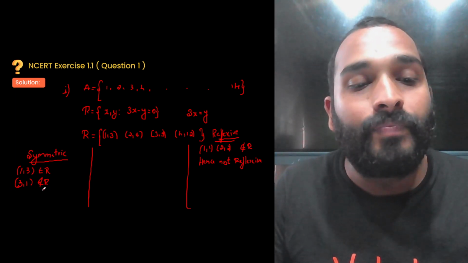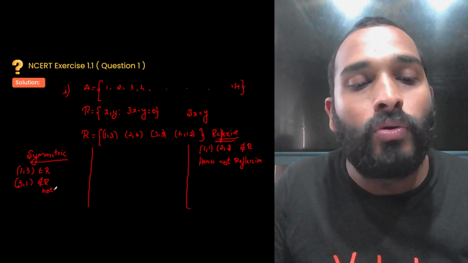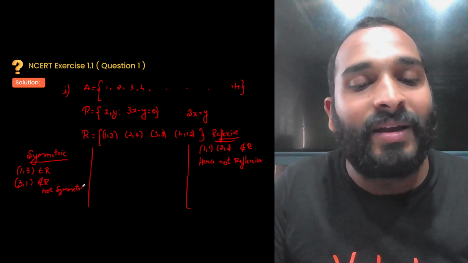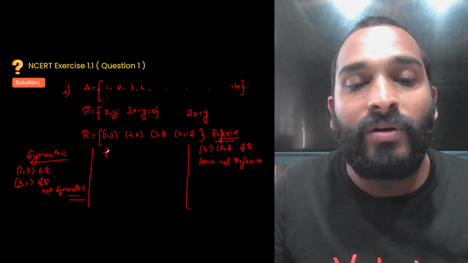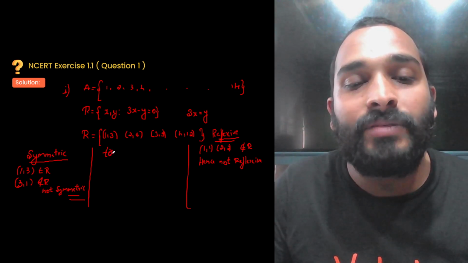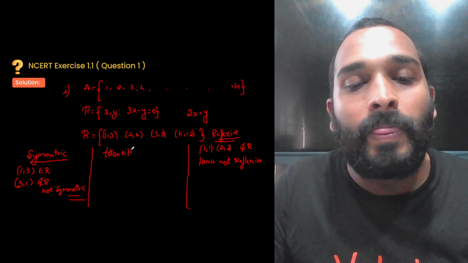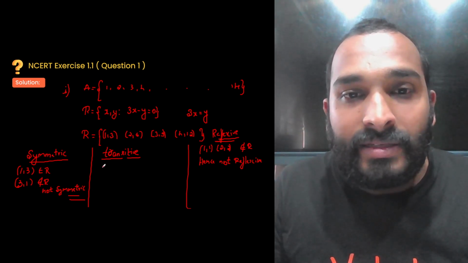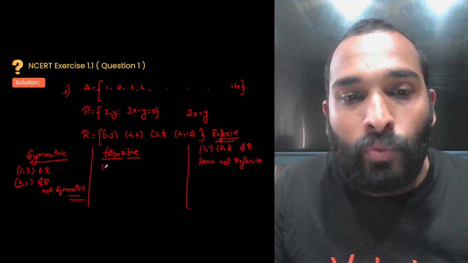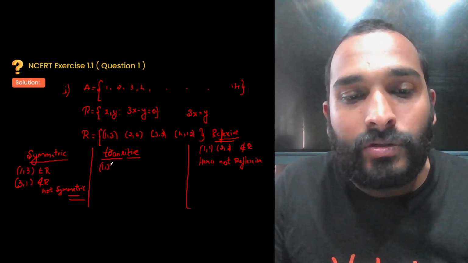So what do you write? It is not symmetric. Yes, students? Understanding. Easy, simple. Now, let us check for transitive. When can this be transitive? Now, if you're checking for transitive, just observe here. What we can write here? Yes, if it is transitive, then 1 comma 3 should belong to R.